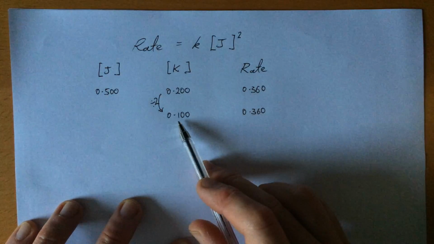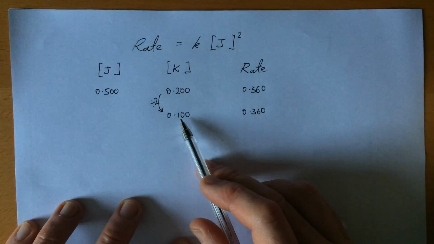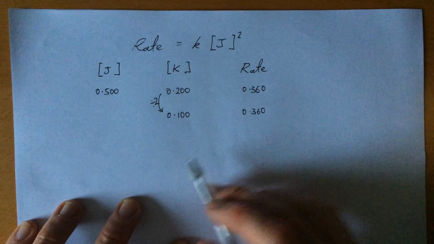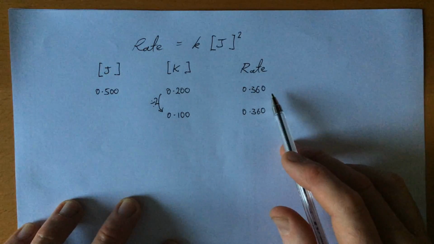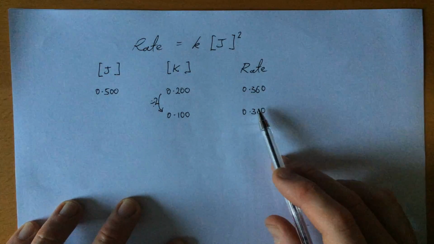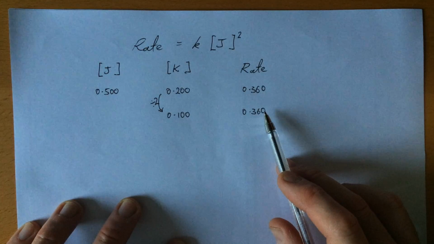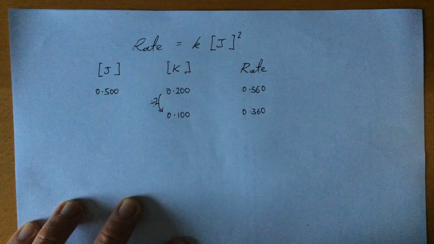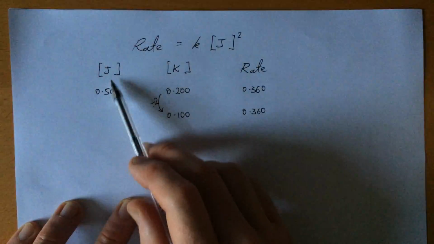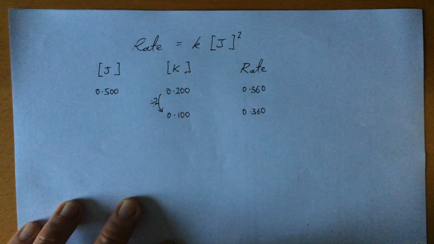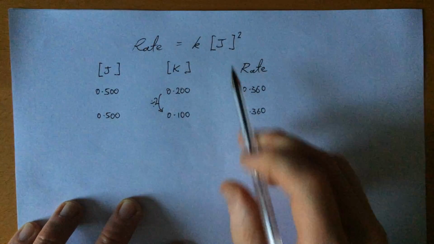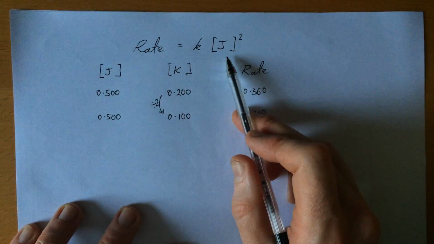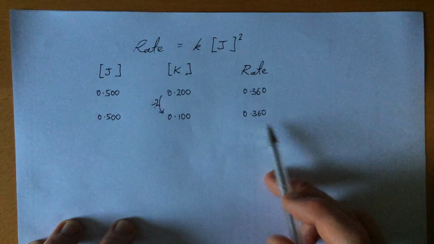which means it will not affect the rate at all. So although it's decreased by a factor of 2, because it's not in the rate equation, it cannot affect the rate. So we see that the rate has actually stayed the same. Nothing to do with K. So the rate stayed the same, so the concentration of J must also have stayed the same. J is the only thing that affects the rate, and the rate is unchanged.